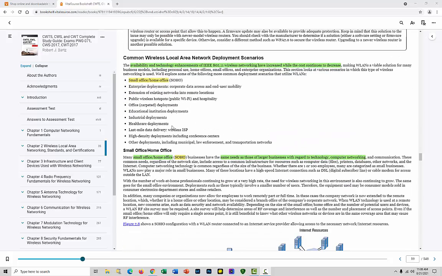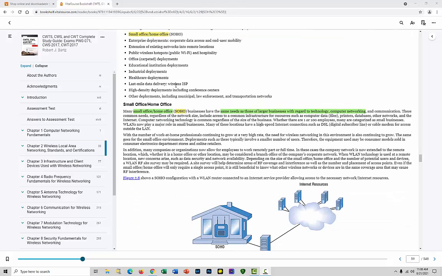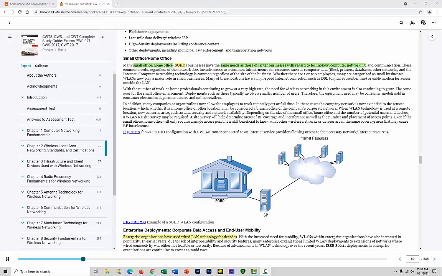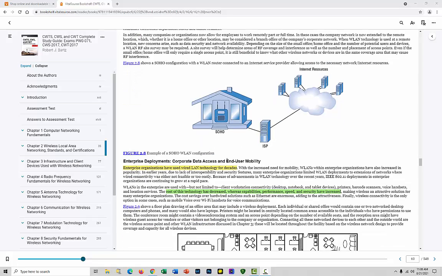You'll see a lot of equipment. You'll see SOHO, small office, home office equipment in that category, and there's also higher end, which is enterprise level. Small offices were slow to get this equipment installed. They couldn't hire an IT staff many times. They had to pay for that service when they needed to use it.